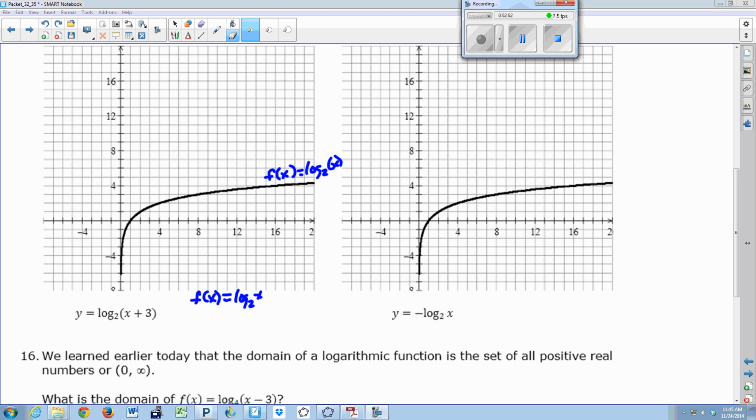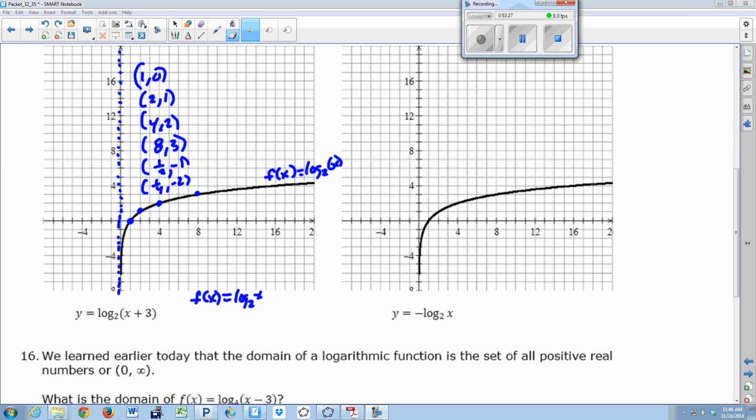Notice our vertical asymptote is our y-axis. Notice we go through (1, 0), (2, 1), (4, 2), (8, 3). Those are some of our famous points. So we have (1, 0), (2, 1), (4, 2), (8, 3), and going the other way, if I'm at 1/2, I'm at -1, 1/4, I'm at -2, okay?